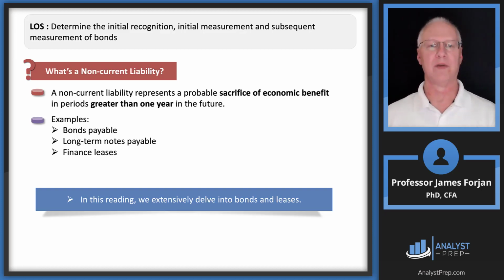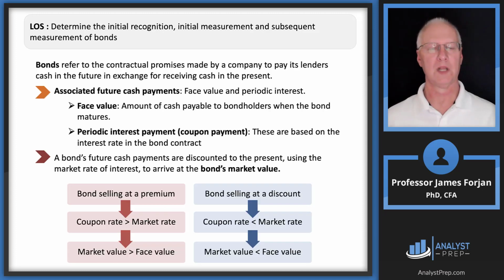Let's start with a good definition: non-current liability. I think I just said this a minute ago. If current liabilities represent a probable sacrifice of economic benefit in periods of less than a year, then a non-current liability has to be greater than 1 year. So there we go: bonds payable, notes payable, and leases. Let's go ahead and look at a corporation's issuance of bonds.